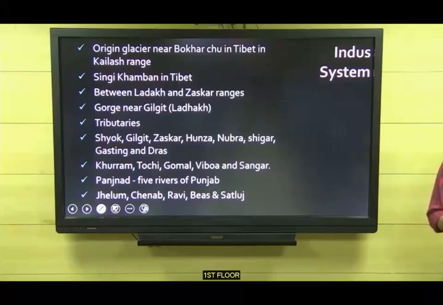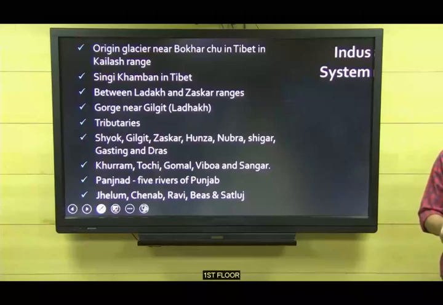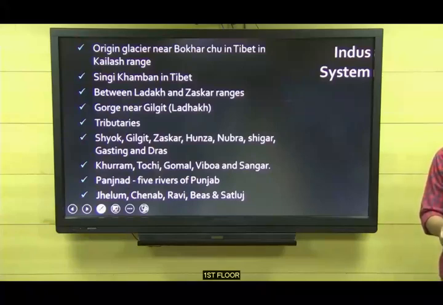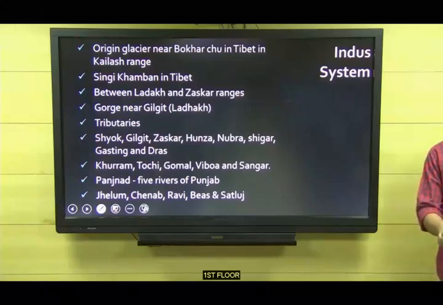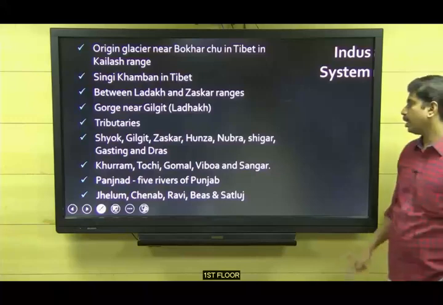Okay, the Indus originates... sleet, hailstones, snow, rain are included in precipitation. Good. Okay, the Indus originates near the Kailash range.